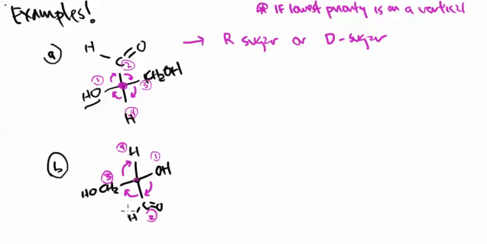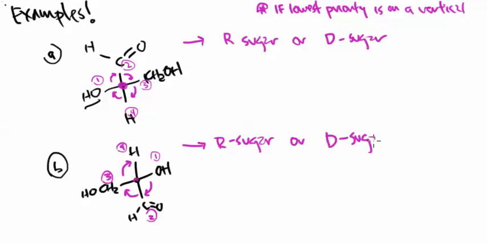Now, at first glance, it looks like this is a clockwise rotation, right? So clockwise rotation probably means that this is an R sugar. However, this only matches if the lowest priority is on a vertical bond. And my lowest priority here is hydrogen, and it is on a vertical bond, right? It's going straight up or straight down. It's going straight up in this case. So this is an R sugar, or if I wanted to label it, it is a D sugar.